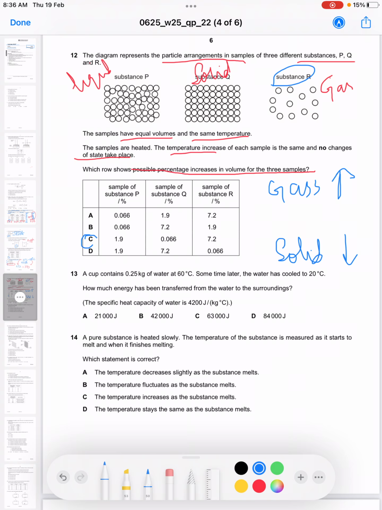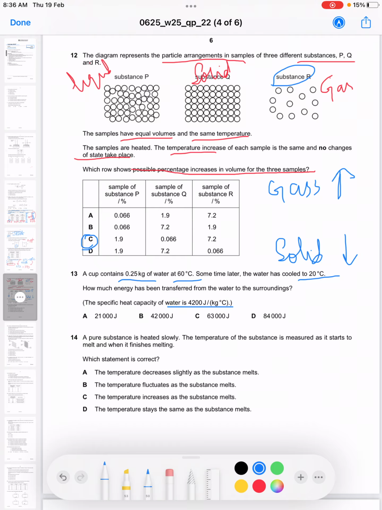Okay, now read question number 13. A cup contains 0.2 kg of water at 60 degrees Celsius. Mass is given, temperature is given. After some time the water was cooled to 20 degrees Celsius. How much energy has been transferred from the water to the surroundings? The specific heat capacity is given.